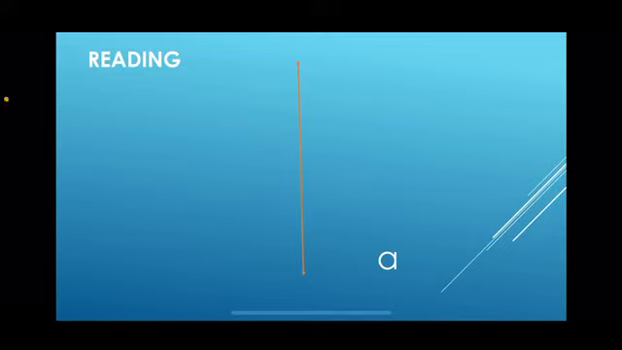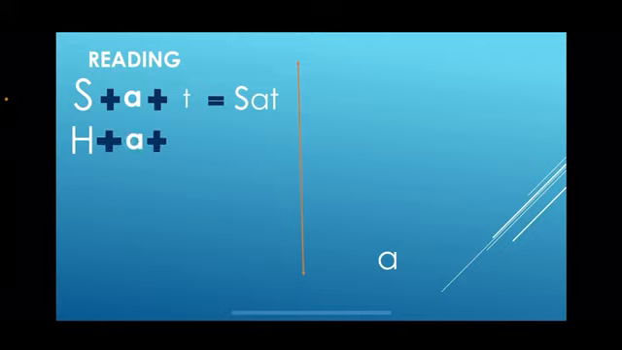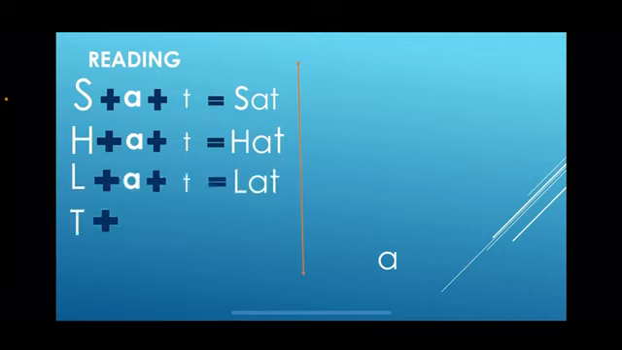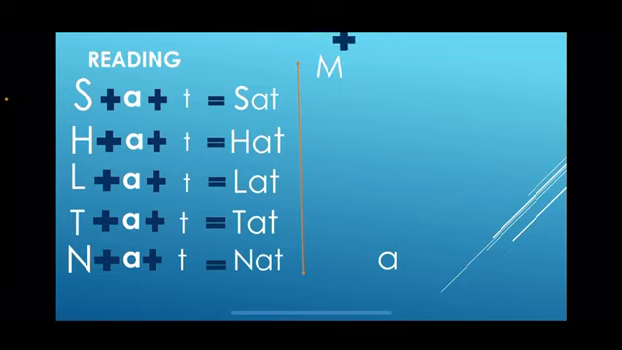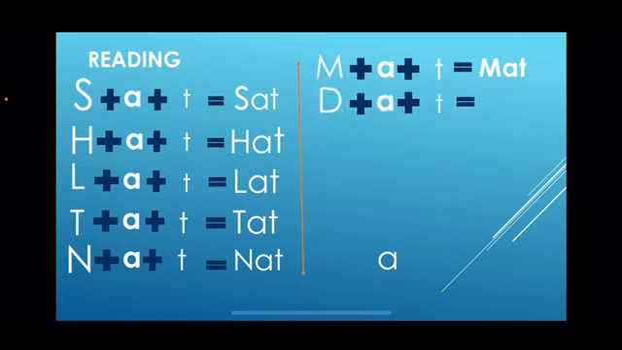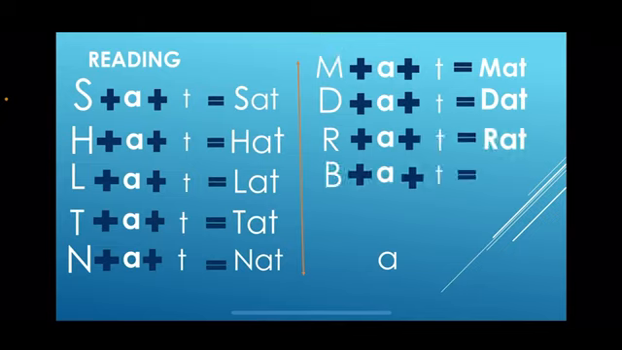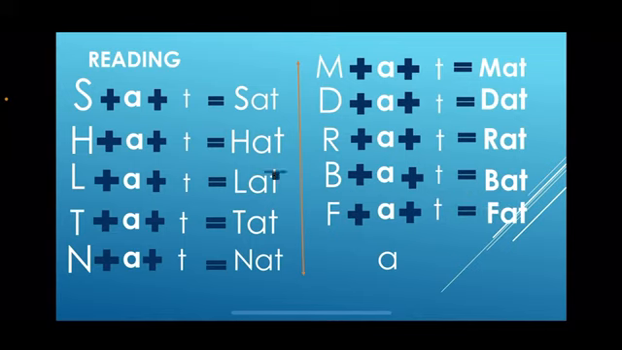Now, my friends, let's read. Okay. S plus a plus t. Set. H plus a plus t. Hat. L plus a plus t. Let. T plus a plus t. Tet. N plus a plus t. Net. M plus a plus t. Met. D plus a plus t. Det. R plus a plus t. Red. P plus a plus t. Pet. F plus a plus t. Fat. P plus a plus t. Pet.